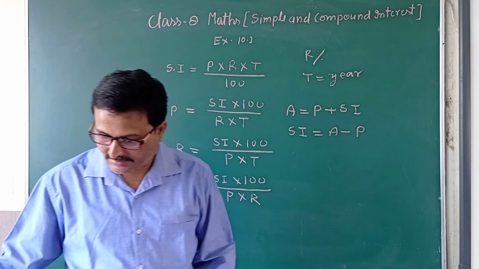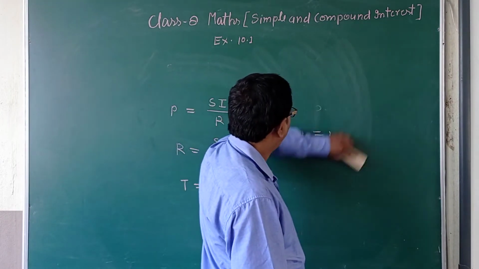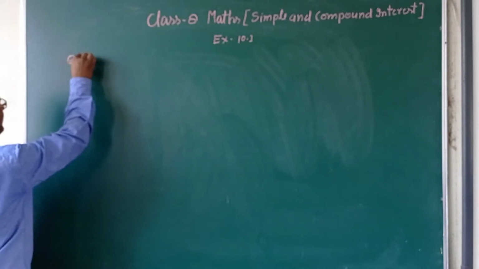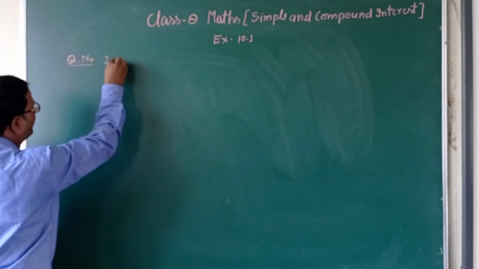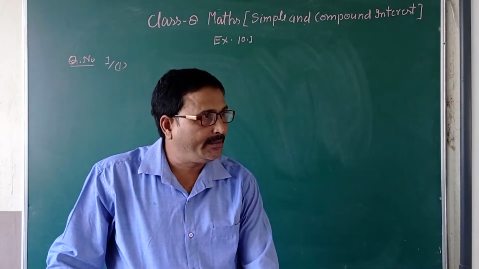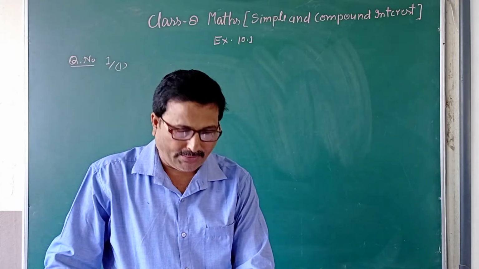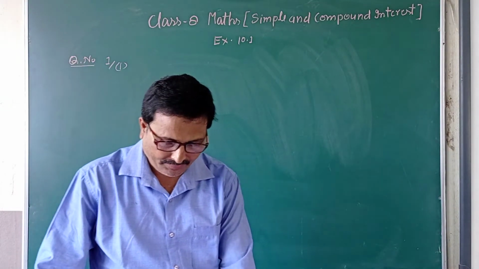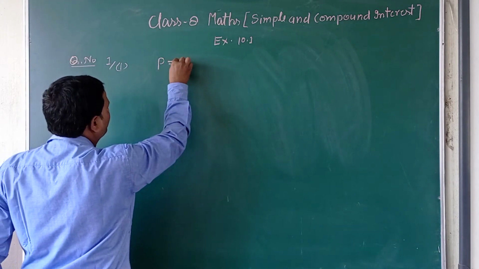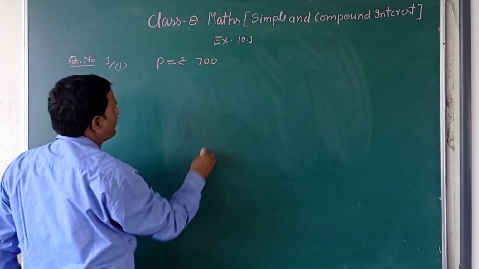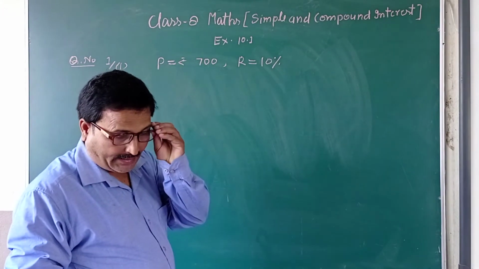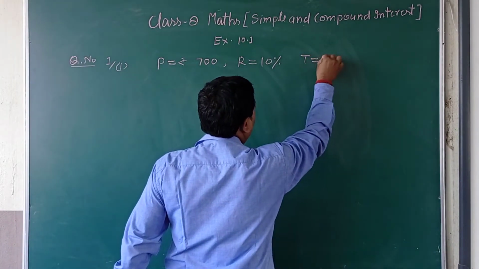See, question number one. Find the simple interest when principal is given rupees 700, rate given 10%, time given 4 years.